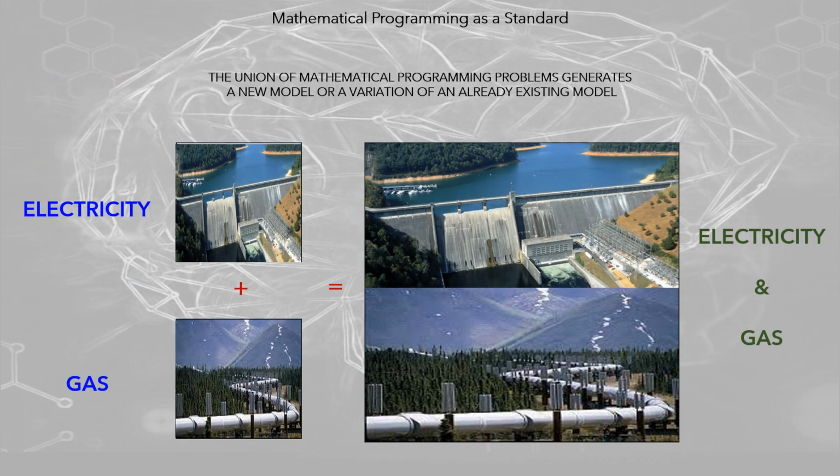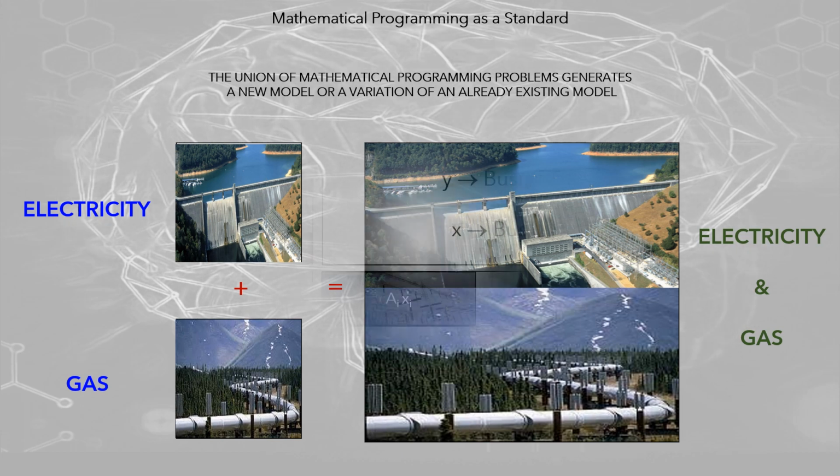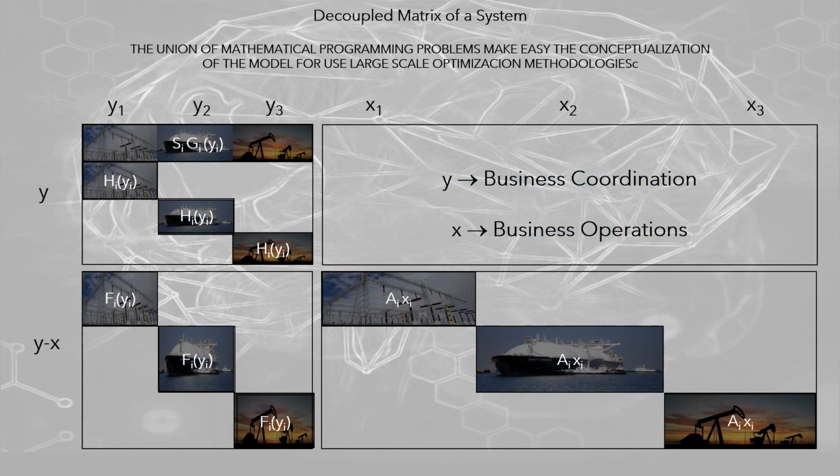Then it is possible to join two MP problems to obtain a new MP problem. It is also possible to divide an MP problem into two MP problems. The principles of transitivity between MP models can be extended to more complex structures, such as those derived from the partitioning and decomposition of systems, to apply large-scale optimization methodologies.